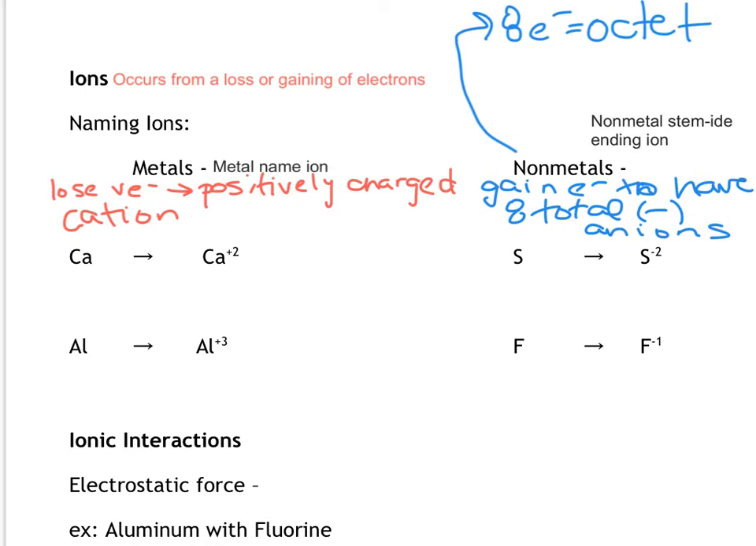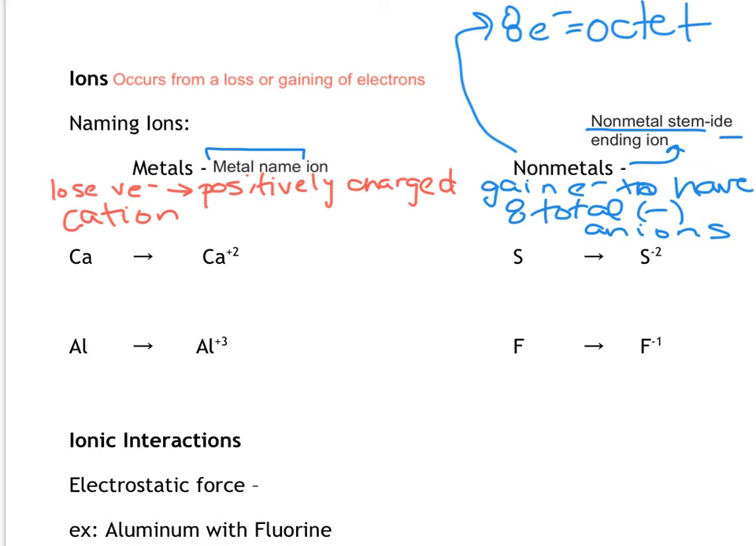Now if we want to name these, the name of a metal ion is just going to be the same name of the metal, and then we add ion for the second word. For nonmetals, their name is the stem of their element name, and then we drop the -ine ending and change it to -ide.